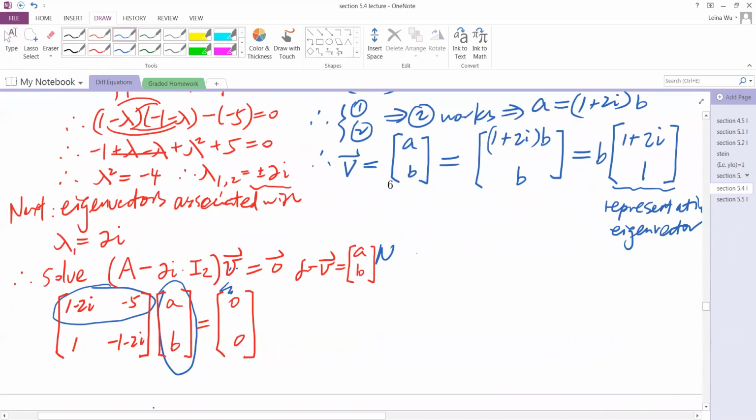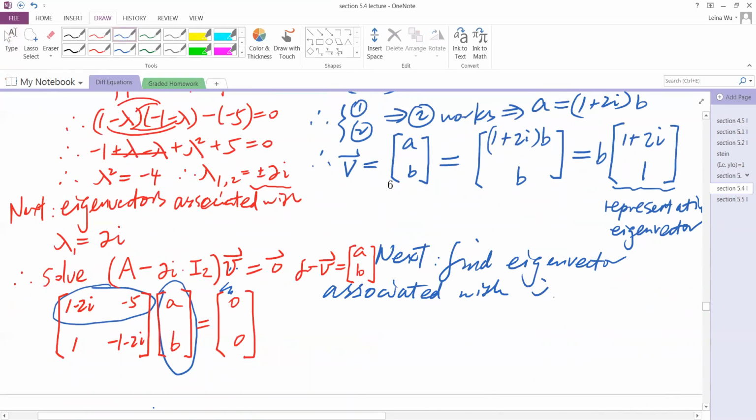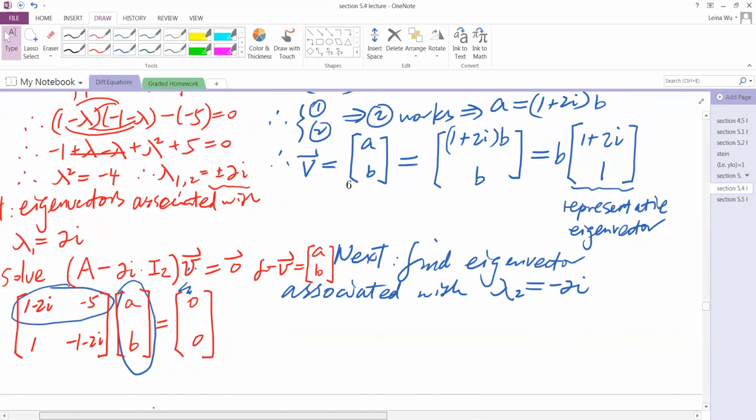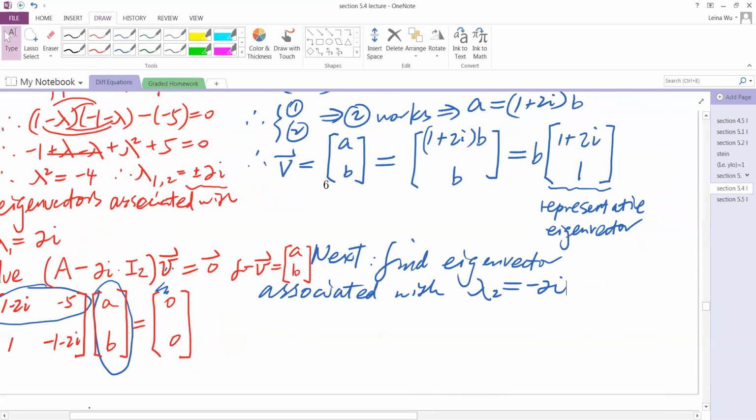Okay, so next, find the eigenvector associated with λ2 equals -2i. You guys follow what we just did, and let's see what you can get for the eigenvector.